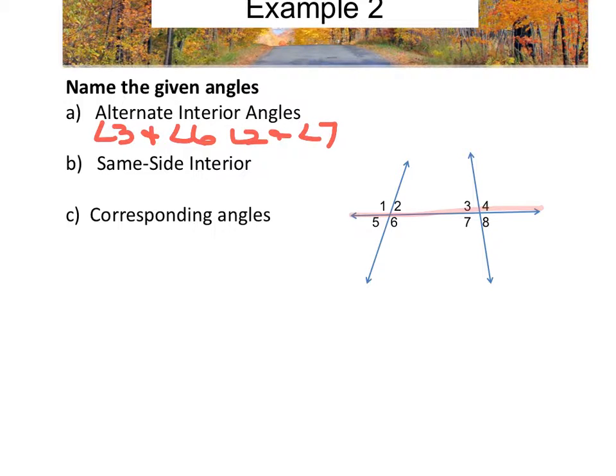All right, can someone give me a pair of same side interior? Alexa. Angle 2 and 6. Good. Okay, wait, the transversal's different. It's got to be on the same side of the transversal. I highlighted the transversal in red. 2 and 3. Good, 2 and 3. Can someone give me the other pair of same side interior? Isabella. 6 and 7. Good. Everybody good so far? Now we'll do the corresponding.